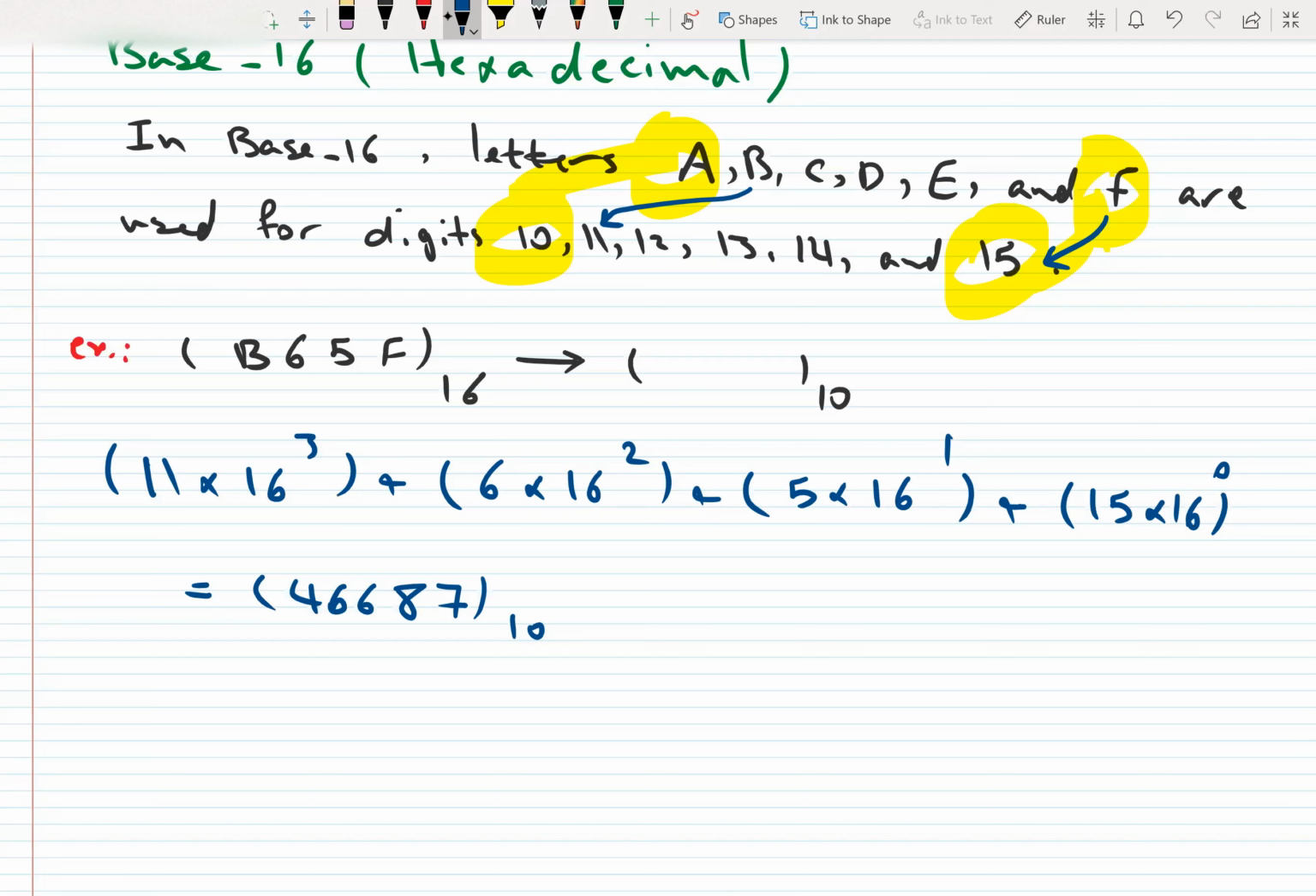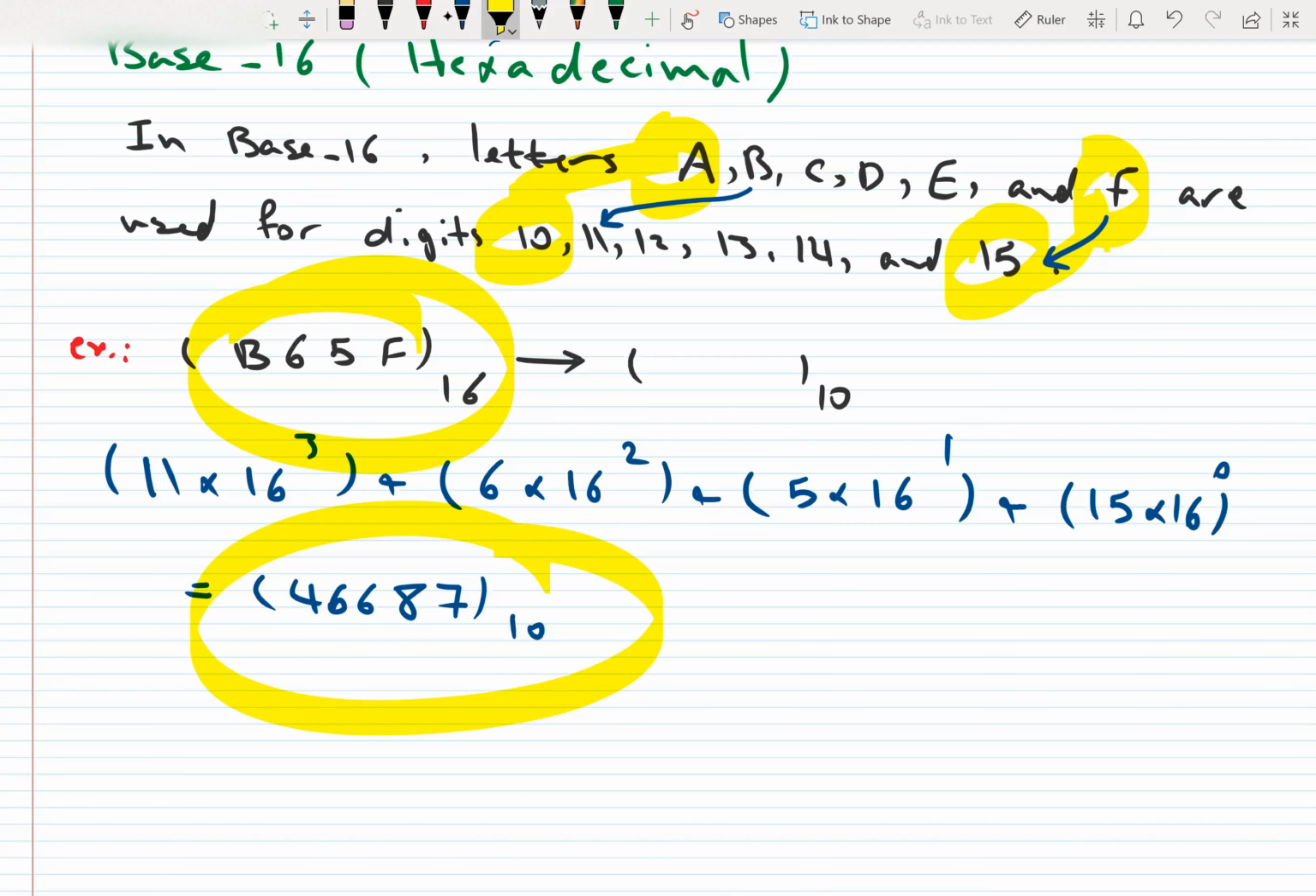As you notice, the numbers in base 16 are more complex than numbers in base 10 because we have more digits.